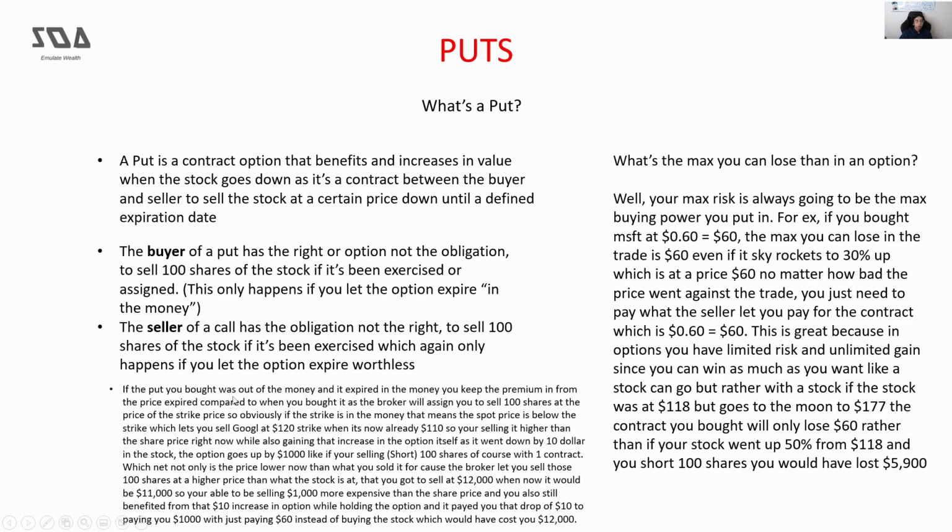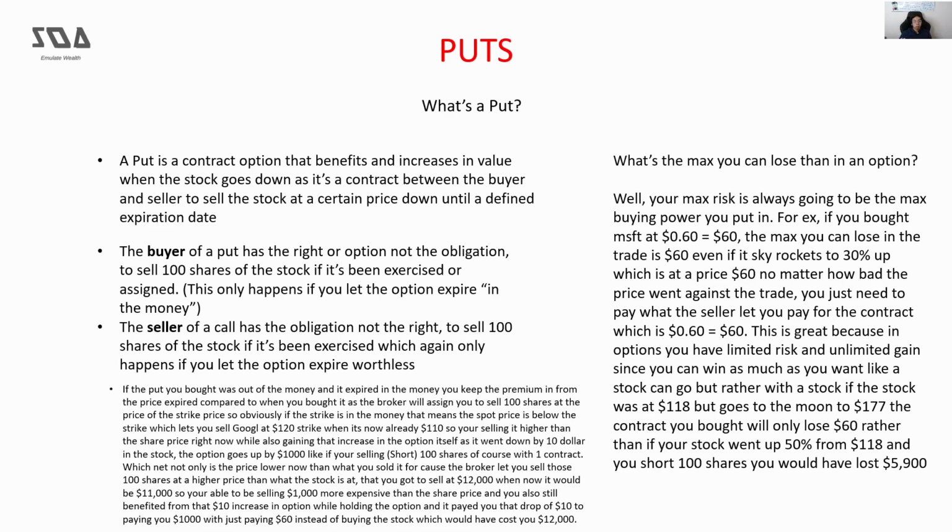Let's say the put you bought was out of the money and it expired in the money. You keep the premium from the price it expired at compared to when you bought it, as the broker will assign you to sell 100 shares at the strike price. So obviously, if the strike is in the money, that means the spot price is below the strike, which lets you sell Google at a $120 strike price when it's now at $110. So you're selling it higher than the share price right now, while also gaining that increase in the option itself as it went down by $10 in the stock. The option goes up by $1,000, like if you're shorting 100 shares, of course, with one contract.